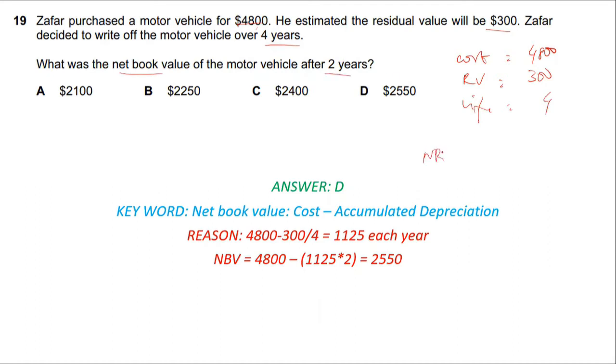Net book value is basically cost minus accumulated depreciation, and you need to calculate depreciation for 2 years. First, you will calculate the depreciation for each year, which I have done here. 4,800 minus 300 divided by 4 is 1125 each year. To calculate the net book value, you would take the cost 4,800 minus 2 years depreciation, that would be 1125 times 2, and you would get a net book value of 2,550. Hence, the correct option to multiple choice 19 is option D.